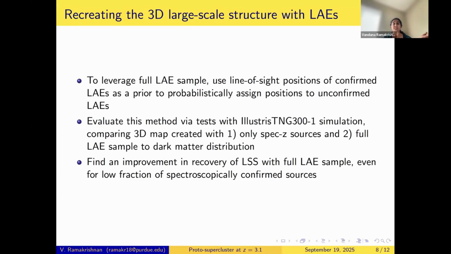To know whether or not this method is valid, we carried out some very detailed tests with the IllustrisTNG simulation. And we did find that using this probabilistic method to leverage the full LAE sample, we have a statistical improvement in the reconstruction of the 3D structure, measured by comparing to the dark matter simulation, which is a kind of ground truth which we have to compare to in the simulation. In the interest of time, I'm not really going to go into the details of the testing we did, but if anyone is interested, I would be happy to explain it more at the end of the presentation.